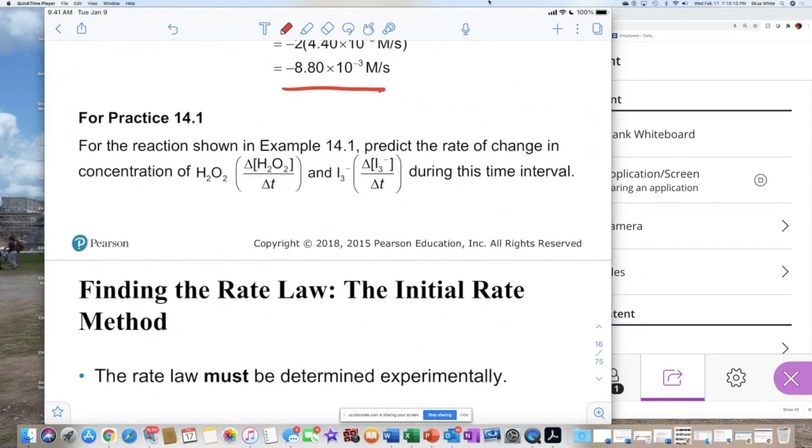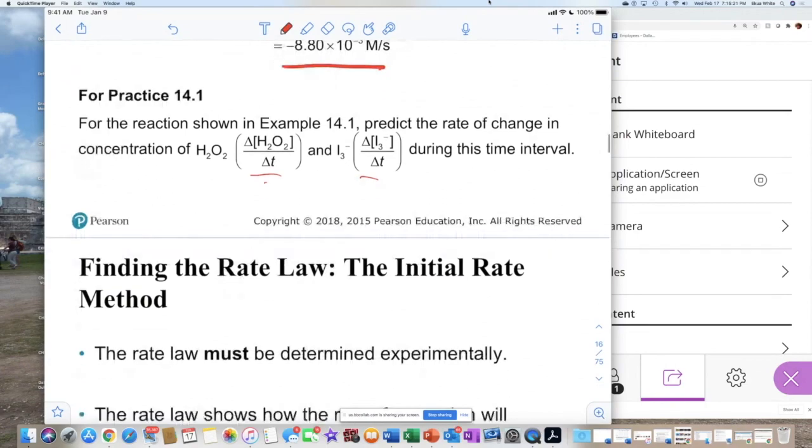Okay, they do have this one here. Oh, you can predict the rate of change of the following right here. You can go ahead and do that. If you have questions about this and you want me to work more of it, let me know. I'm trying to work on a deadline here.